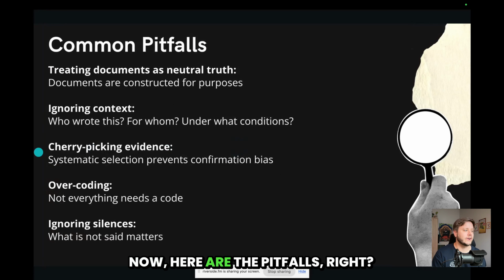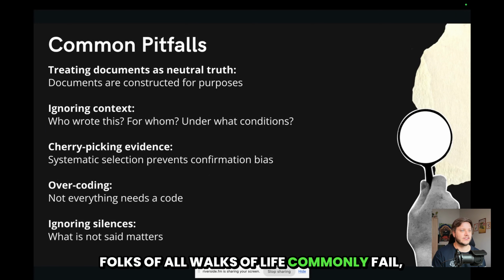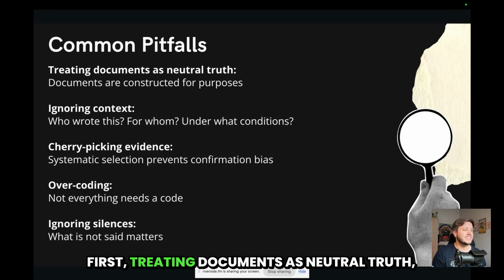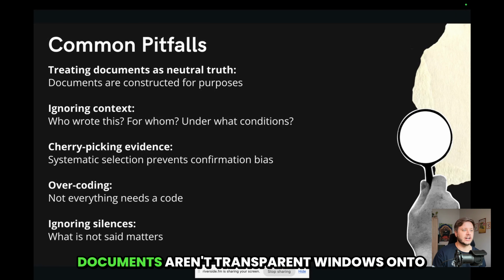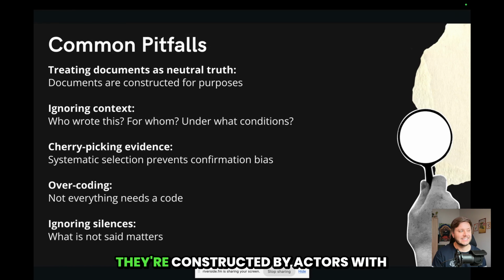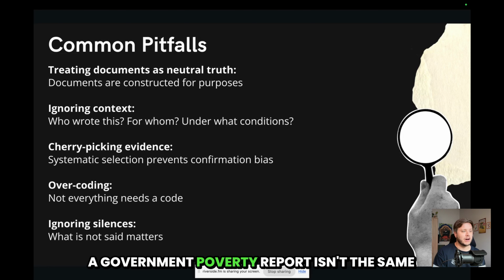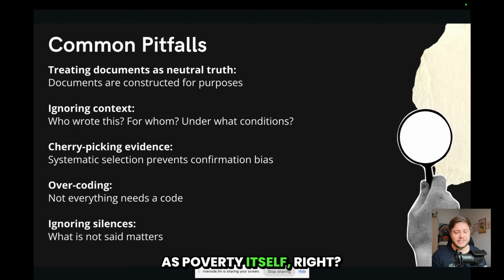Now, here are the pitfalls, right? I'm going to make you a better analyst by showing you where folks of all walks of life commonly fail, right? So 5 pitfalls. First, treating documents as neutral truth, right? Documents aren't transparent windows onto reality. They're constructed by actors with interests working under constraints, right? A government poverty report isn't the same as poverty itself, right?